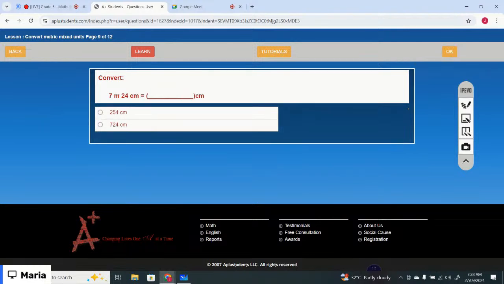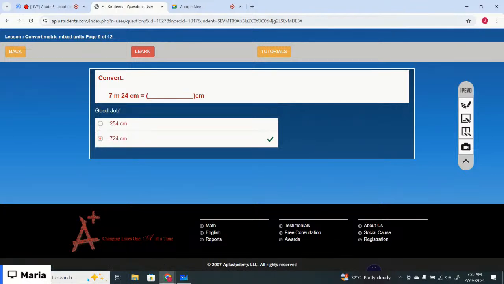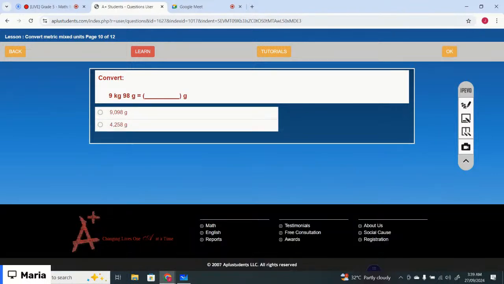7 meters 24 centimeters, which is the correct option? Yes, option number 2 is the correct option, 724 centimeters. 9 kilograms 98 grams, which is the correct option? Option number 1 is the correct option. That is 9098 grams.